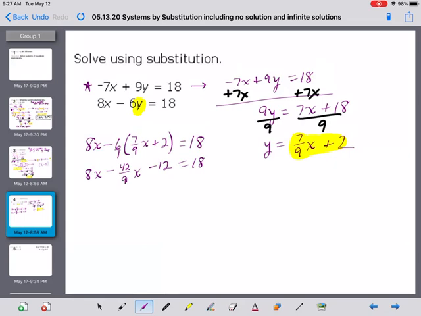Okay. And here you may opt to use your calculator. So 8 minus 42 divided by 9. We're combining like terms. It's a little uglier, but it's still combining like terms. And you get 3 1/3, or 10/3. I used my calculator, if you're wondering how I got that. Okay, minus 12 equals 18. So that was 3 1/3. Yep. So now we add 12. We're getting x by itself.